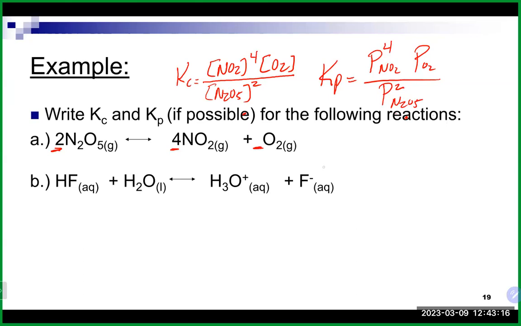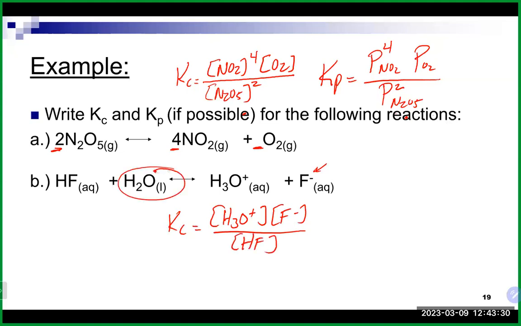Coming to the bottom one, we will do our Kc, which would be the concentration of H3O plus times the concentration of F minus, divided by the concentration of HF. Do I include the water? I do not, because it's a liquid. Can I write a Kp for the bottom one? I cannot, because there are no gases. So you do need some gases in there to be able to write it. Question on that?